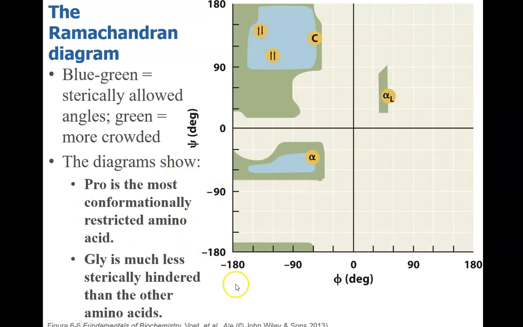So what we find, not surprisingly, is that proline is the most conformationally restricted amino acid, and glycine is much less sterically hindered than the other amino acids. The other thing that you should appreciate is that there are far more forbidden rotational angles than allowed rotational angles.